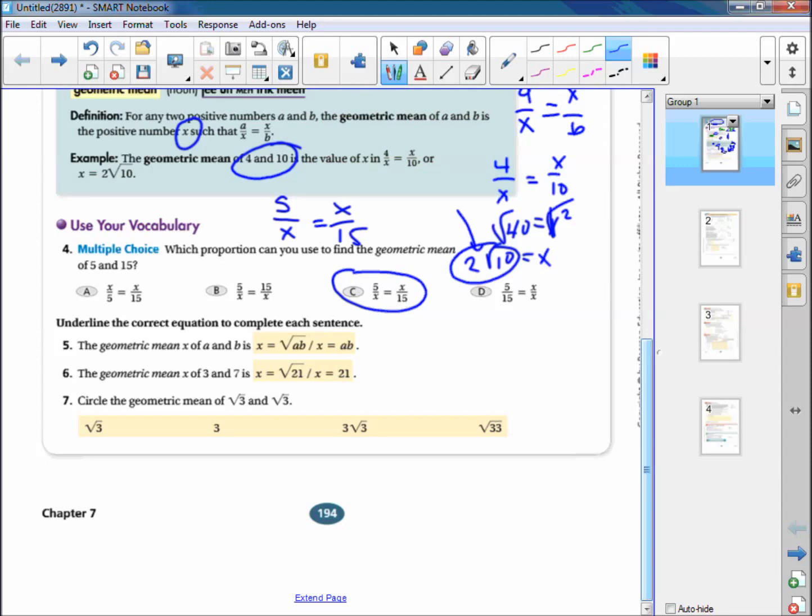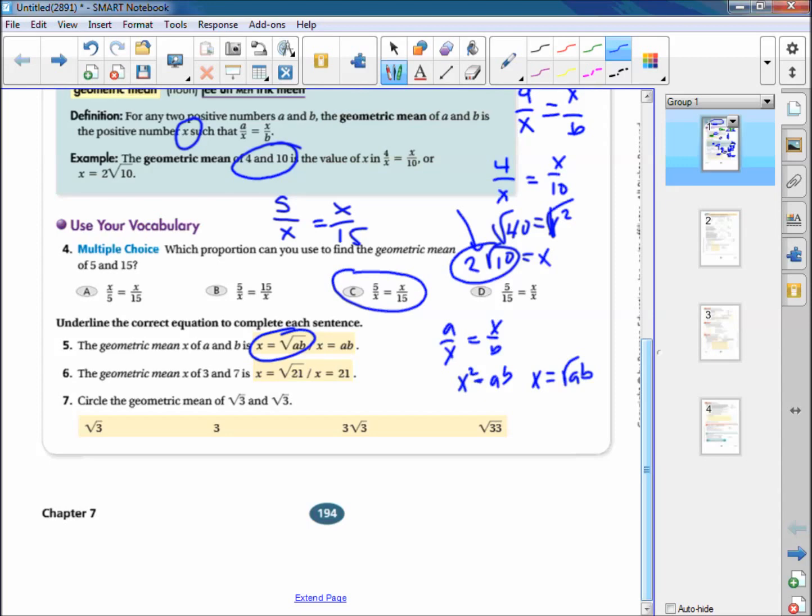Underline the correct equation to complete each sentence. The geometric mean X of A and B is what? So let's try this. A over X equals X over B. Cross multiply here, we're going to get X squared equals AB, and then square root it. So X would be the square root of AB. That's going to be our first choice, not the second one.